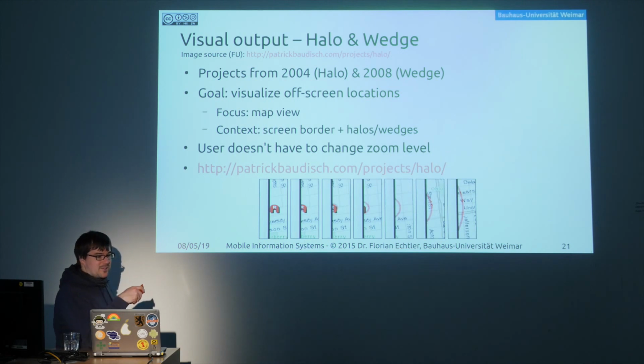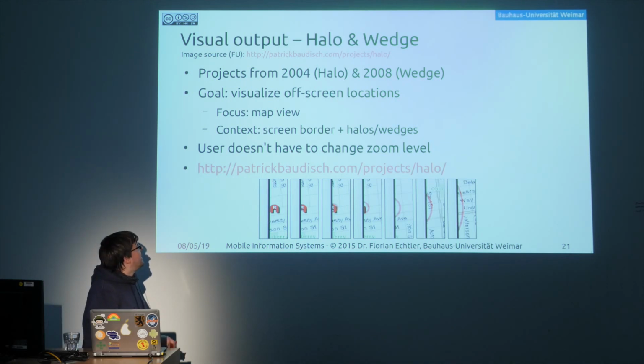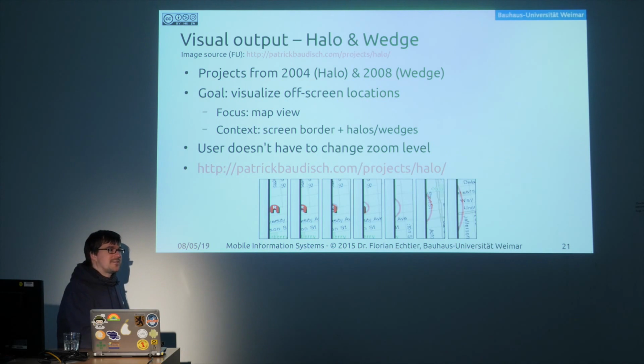So here, this is also focus and context in a sense. The map view itself is the focus now, which shows you a detailed view of a specific area. And these halos or wedges are the context that gives you an overview over what's beyond the focus area. And here you can see how this is supposed to work. So the farther away you are from that target on the side of the screen, the larger this halo will get, or the corresponding wedge will get. And so this is, I think, a very nice technique.